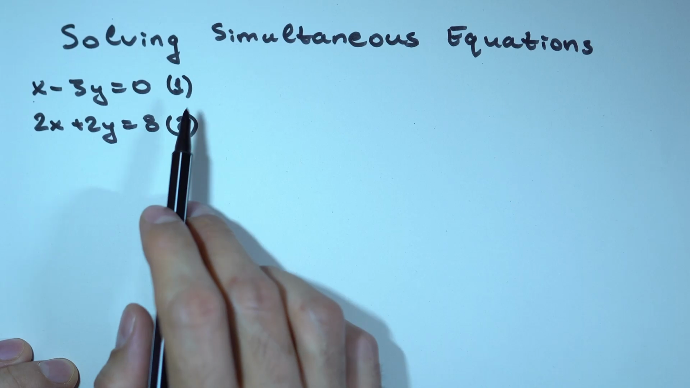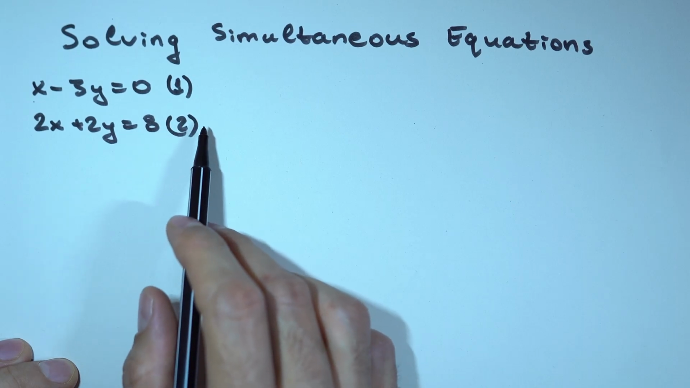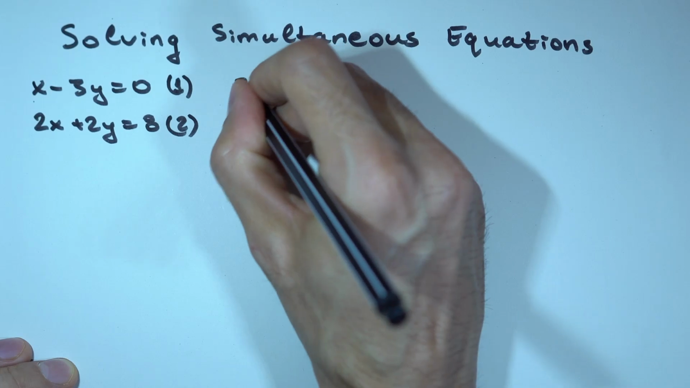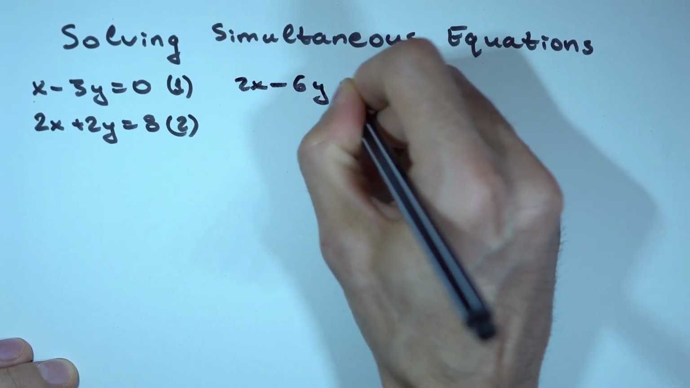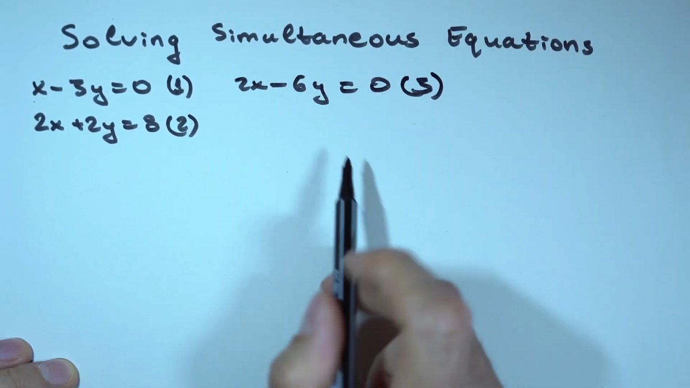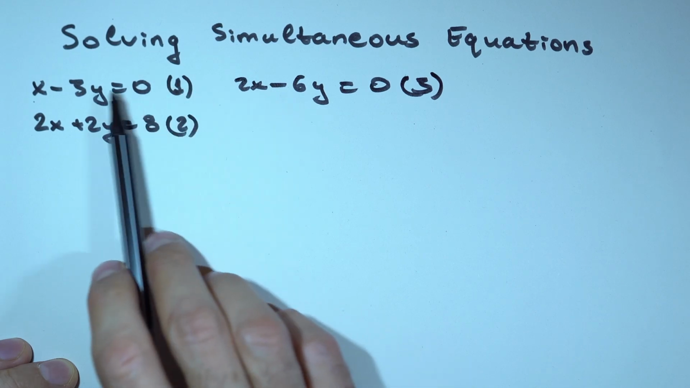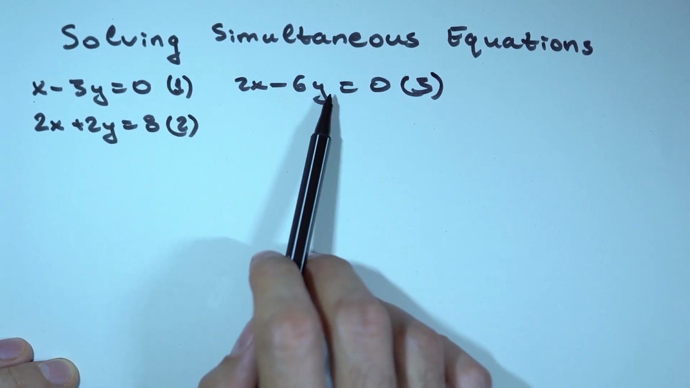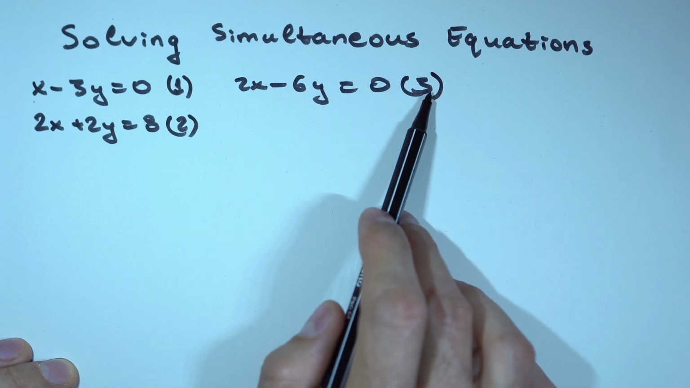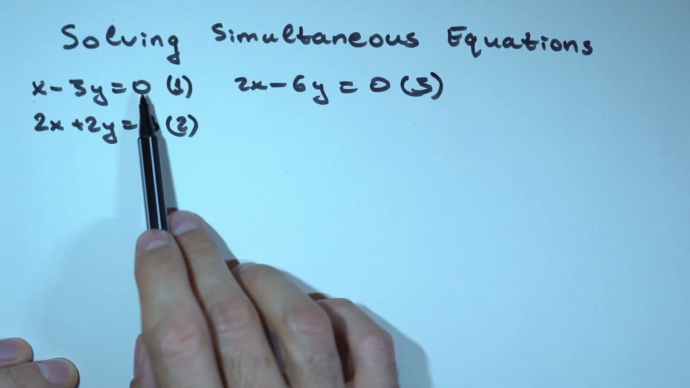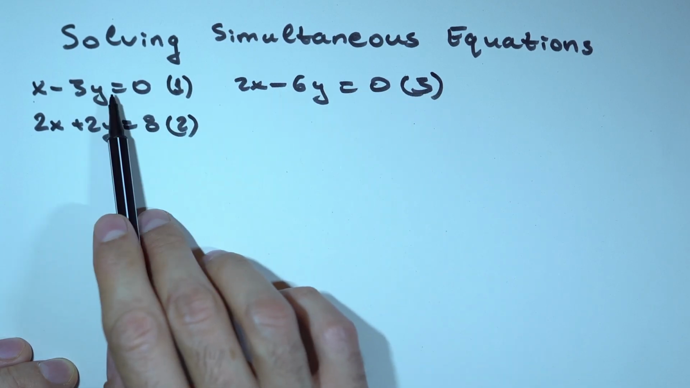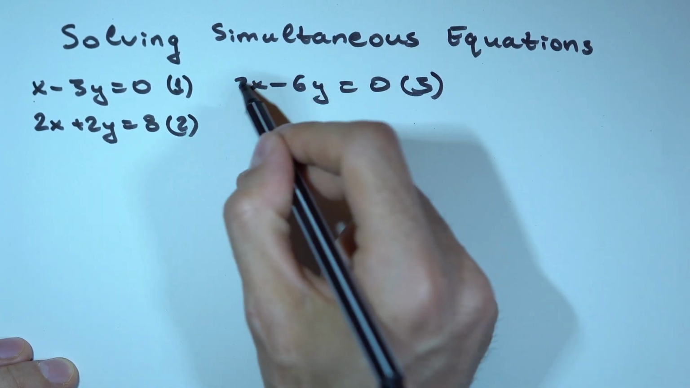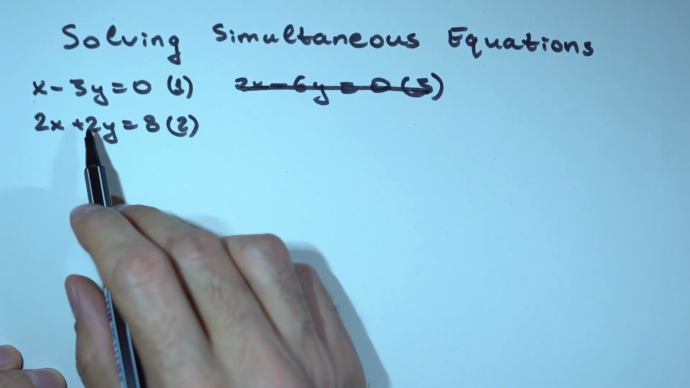However, the equations need to be independent. For example, if instead of equation number 2, we had another one that is 2x minus 6y equals 0, let's call it equation number 3, then we wouldn't be able to solve these two equations for x and y unequivocally, because equation number 3 is simply a multiple of equation number 1. That is, it is 2 times equation number 1, and therefore it provides no additional information. But luckily, this is not the case, and we can solve our problem.